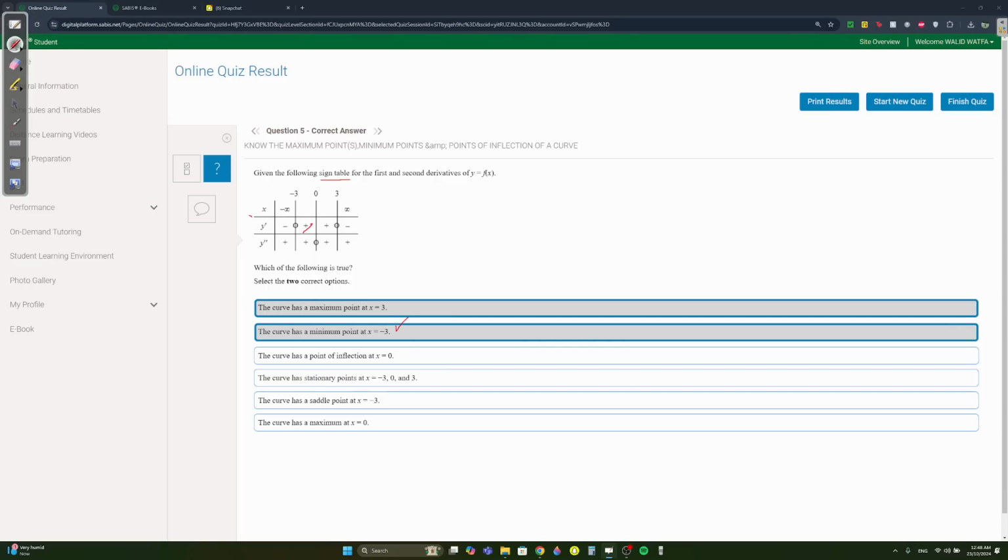Why is it a saddle point? Because it's increasing and stayed increasing. So it's a saddle point. How about 3? It was increasing and started decreasing. So 3 is a maximum.